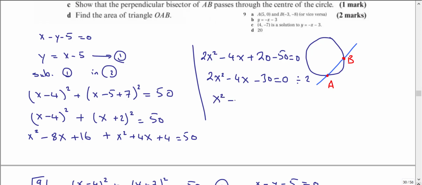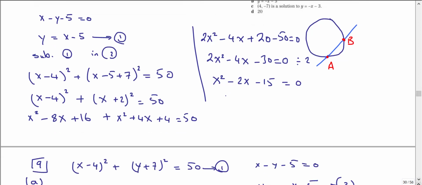So x² - 2x - 15 = 0. I divide everything by 2. Okay, then factorize: 3, 5, negative, positive. So x will be negative 3 and x will equal 5. And then you go back and substitute and get y.